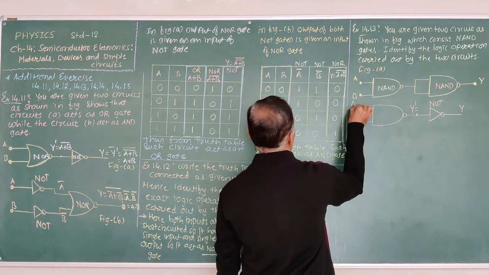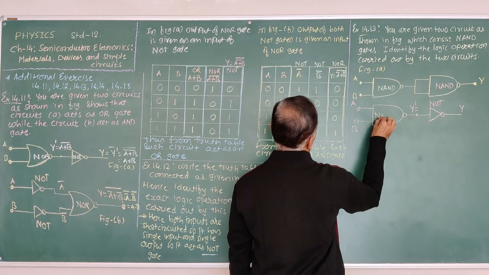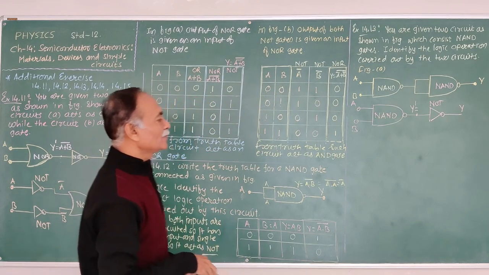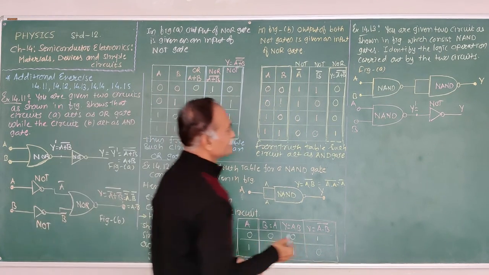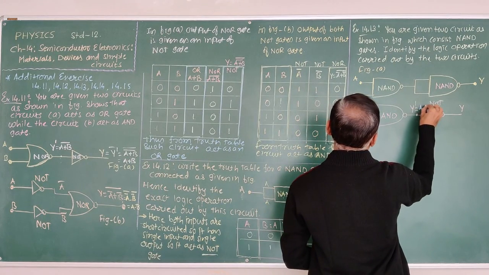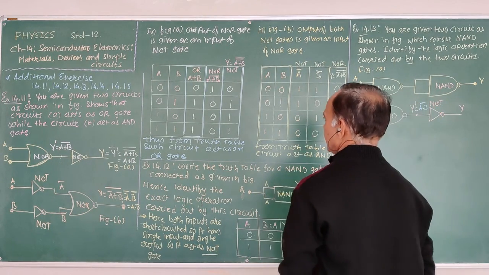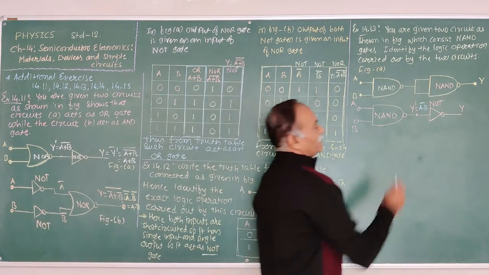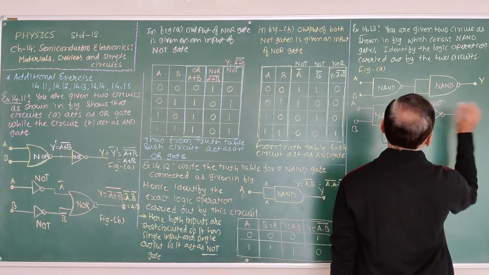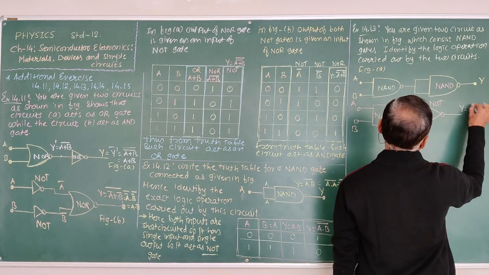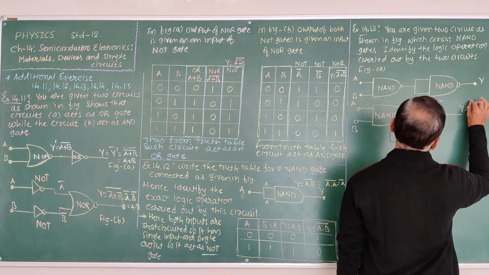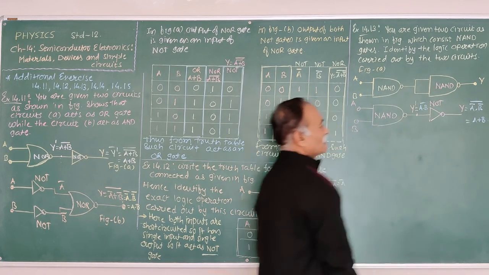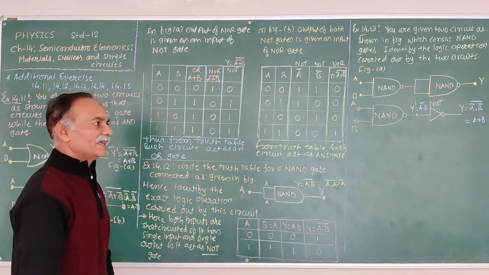Here the inputs are A and B, and that is the NAND gate. So for the NAND gate, Y dash is equal to A dot B bar. A dot B bar, right? Okay. Now here it is inverted again. Therefore A dot B bar, whole bar. Therefore it acts as A plus B.